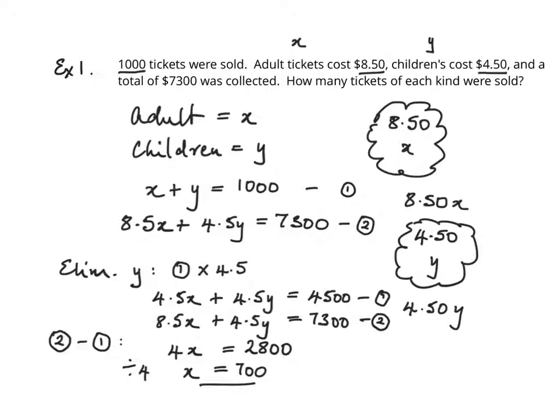700 adults. Well, we know that we've got a total of 1,000 adults and children. So if I substitute x equals 700 into equation 1, a very simple equation to work with: 700 plus y equals 1,000, and y then equals 300. Now what we have to do to make it absolutely clear is to state that we have 700 adults and 300 children.